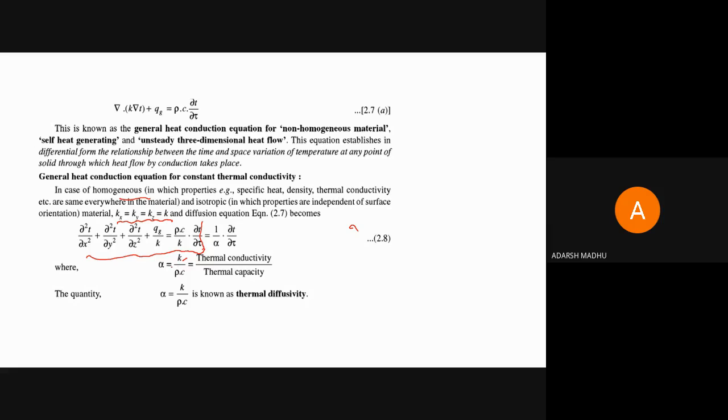So to that, substitute the alpha term. K by rho C is termed as alpha. So here rho C by K will become 1 by alpha. This is the final equation we want to get in the Cartesian coordinate: dou square T by dou x square plus dou square T by dou y square plus dou square T by dou z square plus Qg by K equal to rho C by K, that is 1 by alpha into dou T by dou tau. The alpha term is very important in this derivation. That is simply, rho C by K is termed as 1 by alpha.